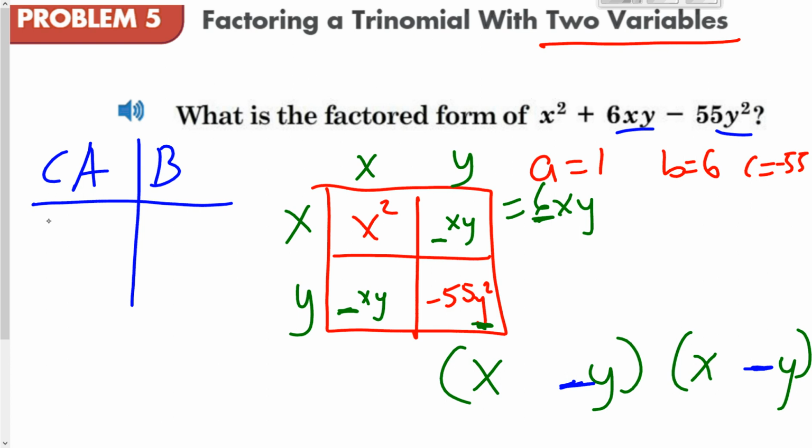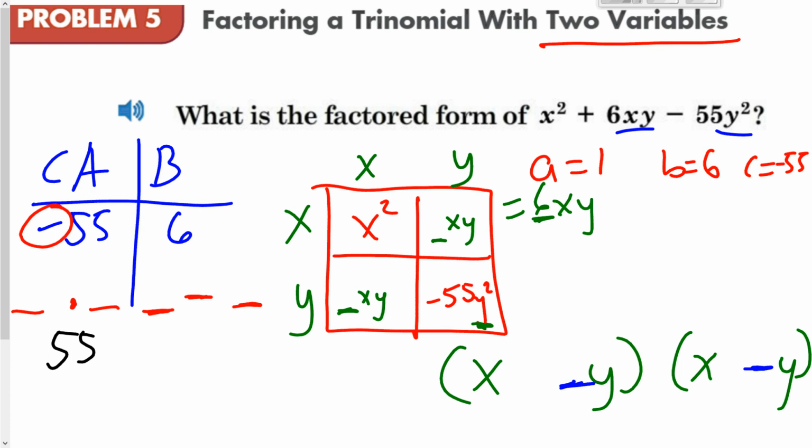So again, we can take our c times our a is negative 55, and our b is 6. So here, since ca is negative, that means we're going to be subtracting two numbers. And good thing b is positive, because then we can just put the bigger number in front. Okay, so what times what? Let's not worry about the negative right now. Okay, so the negative means we're just going to subtract, so what times what is 55? Let's just worry about 55 for now, and we'll come back to the negative later.